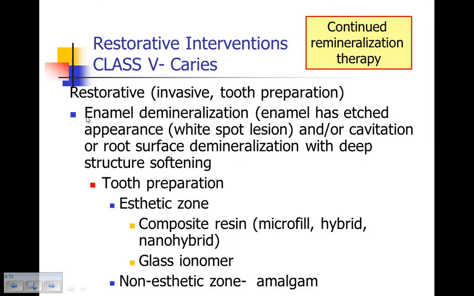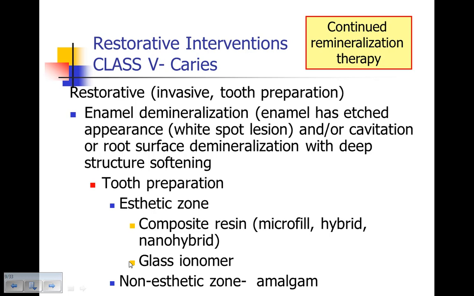As the enamel demineralizes, we see this white spot lesion. The enamel's been etched by the acid attack, and/or cavitation on that root surface demineralization with a deep structure softening, that we're going to do a tooth preparation. In the aesthetic zone, we'll consider a composite resin, whether it be a microfill composite, a hybrid, or a nanohybrid composite. We might consider the placement of a glass ionomer, using some of the criteria we talked about in earlier lectures for the use of glass ionomer.